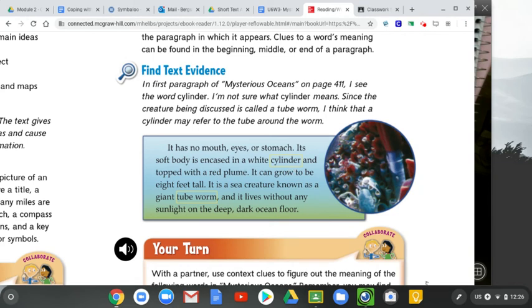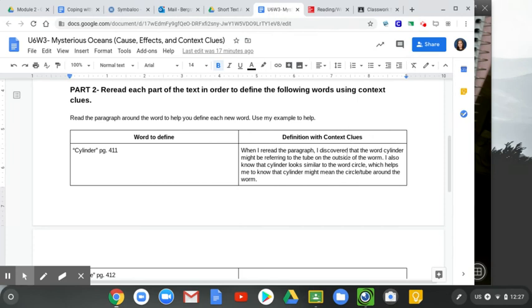So encased kind of means to go around. So if it's going around and it's in a tube, I can conclude that cylinder probably has something to do with being circular. Also, I said in my answer, and you can see this on the example, that the word looks like the word circle. So that's kind of a context clue and root word strategy I use to define that.